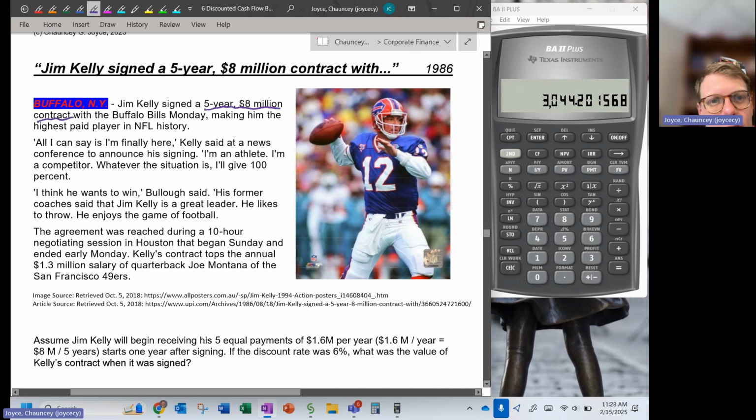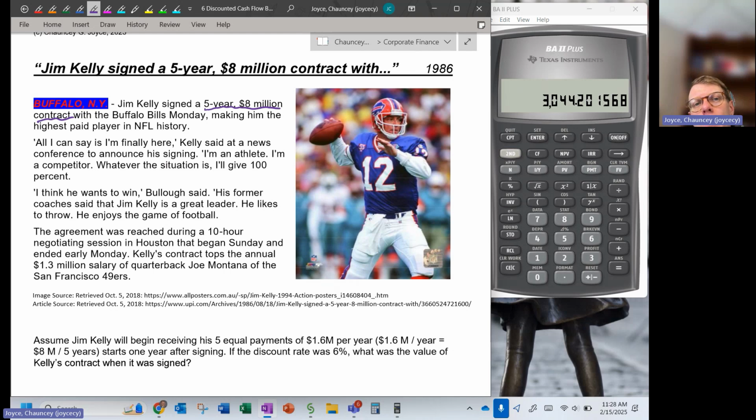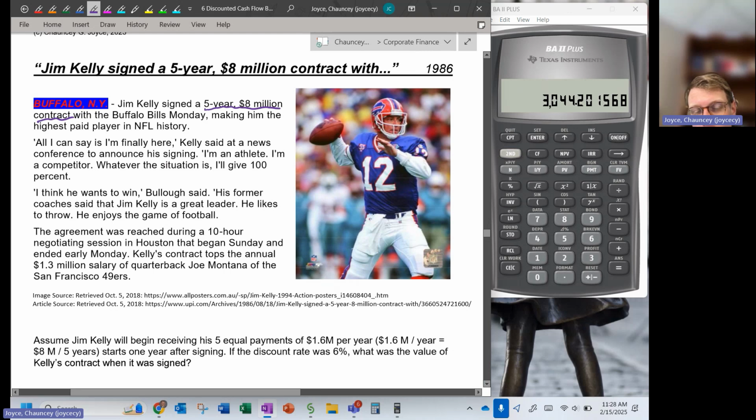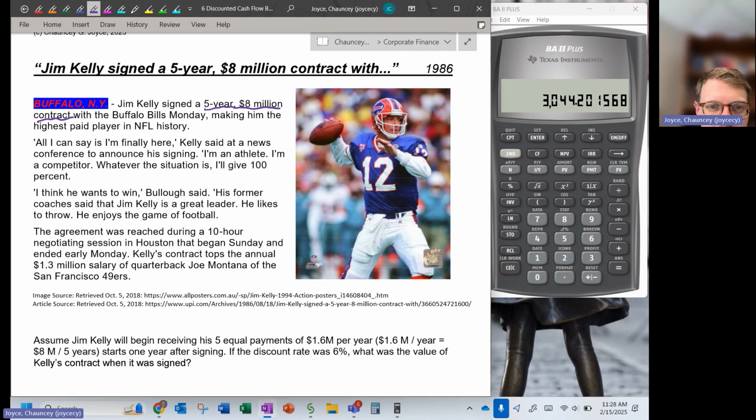So if you're a sports fan, you kind of know how these contracts work. They say it's an $8 million contract, but that's the total amount they'll end up paying you over the 5 years. Now, if you're in finance, you will say, well, that's not really $8 million if you were to calculate its present value. So that's what we're going to do. We're going to calculate the present value of these payments.